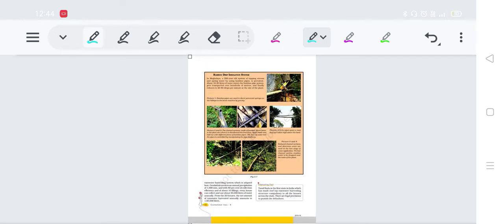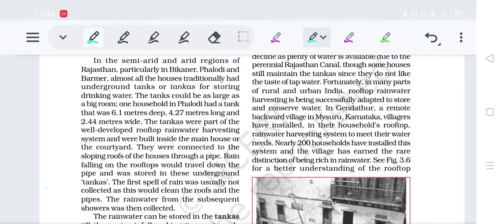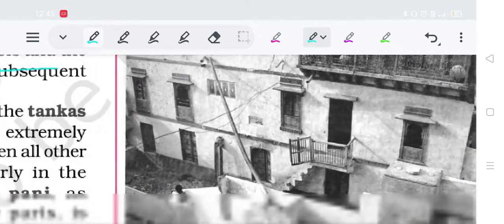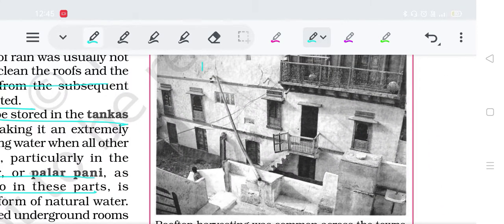Then we have this. So there are tankas which are made for storing water and conserving. We have been using it from ancient times. The rainwater from subsequent showers is collected. The rainwater can be stored in tankas, which is also called rainwater or paani. See, let me explain. So here there is a tank by which the water goes downward, okay? And in this tank it is stored. They are basically calling it tankas.